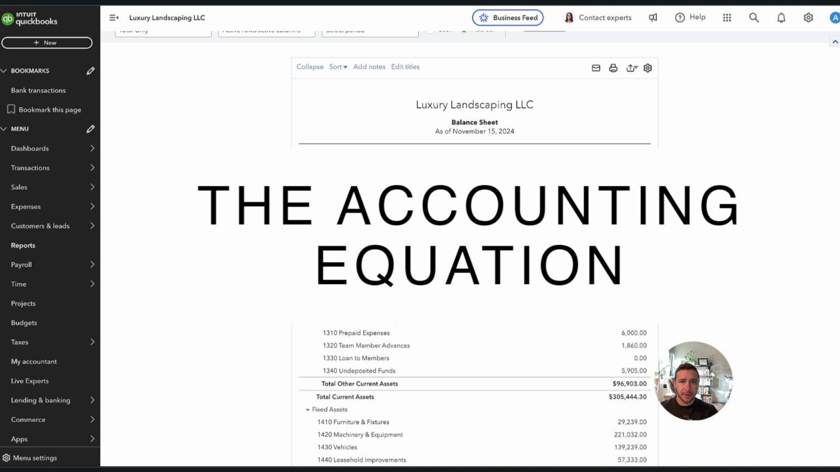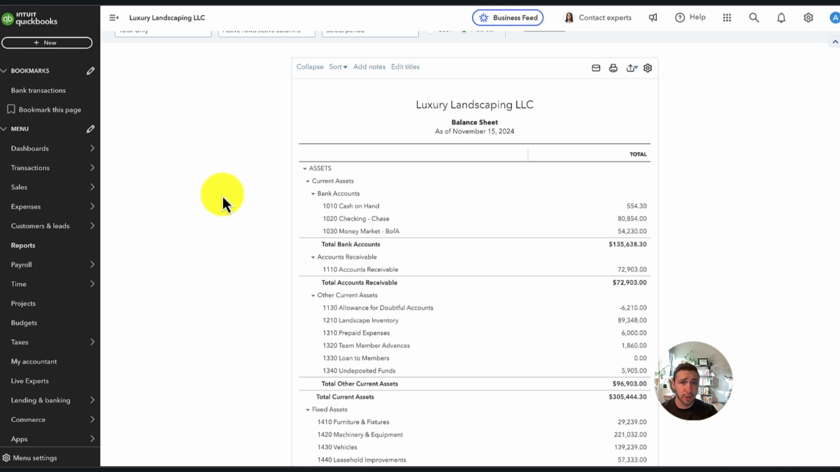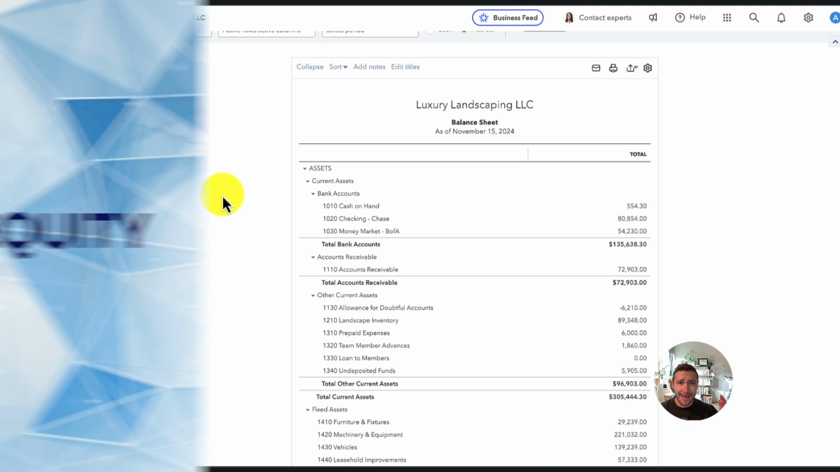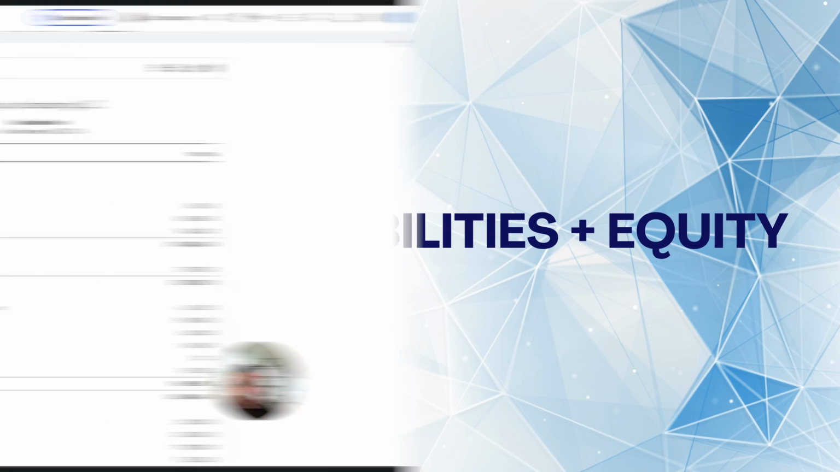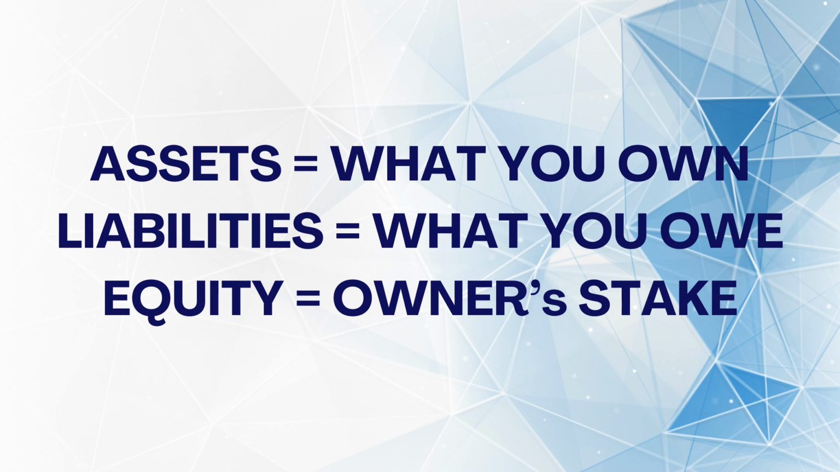Each of these reports I'm going to tell you about, they all relate to the accounting equation. The accounting equation is something you should know as a business owner. It's very simple. It's merely assets equals liabilities plus equity. Let's break that down. So your assets are things your business owns. Your liabilities are what you owe to other people outside the business or other businesses. And equity is all the value that's left after you take out everything that you owe.